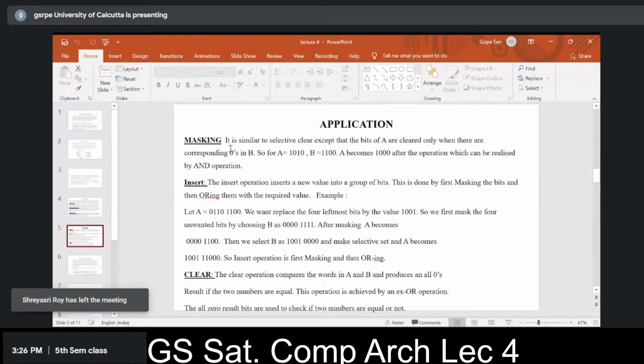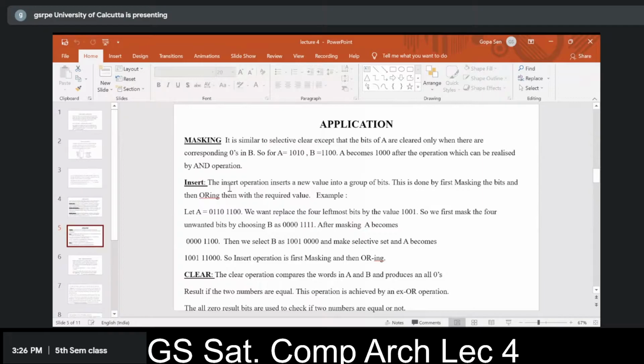Now the insert operation is actually executed by two operations. First, the masking is done on the bits which you want to change. So the bits in your A register that you want to change, you have to mask them to make them 00. And then if you make it a selective set with the help of an OR gate, you will get the insert operation.